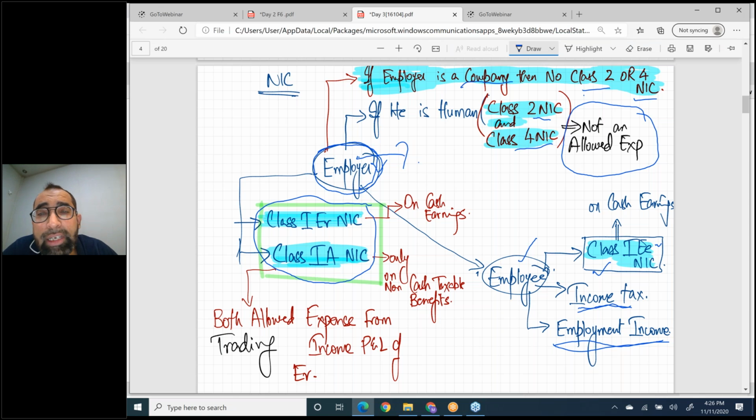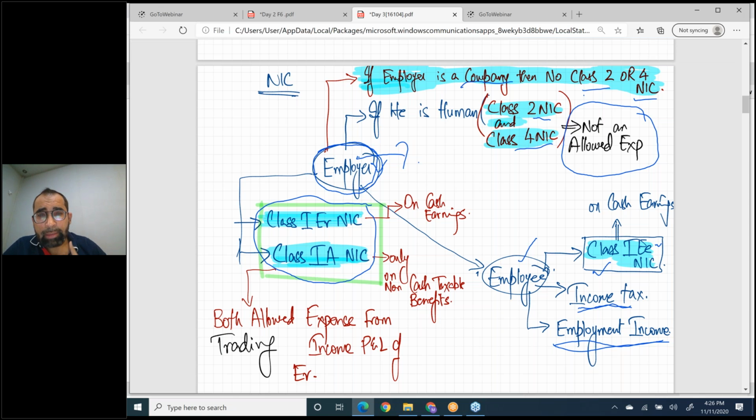Then in that case, a company never pays class 2 and class 4 NIC. But yes, if the company is hiring employees, then the company has to pay NICs for employees, like class 1 employee, class 1 employer and class 1A. Okay, so my dear student, this sketch is very useful. You have to keep this chart in your mind. Okay, don't forget it, please.